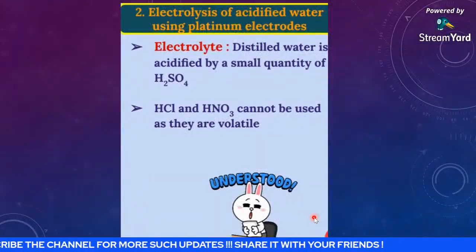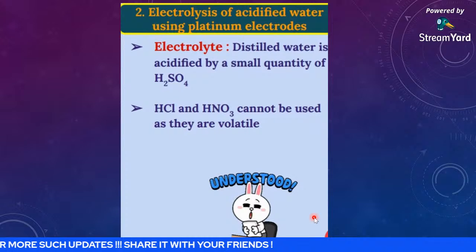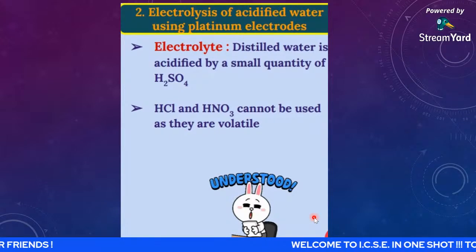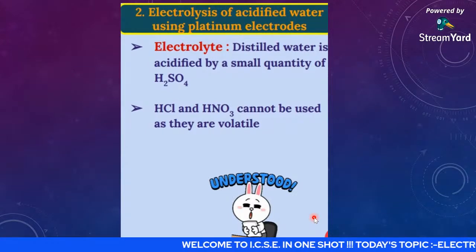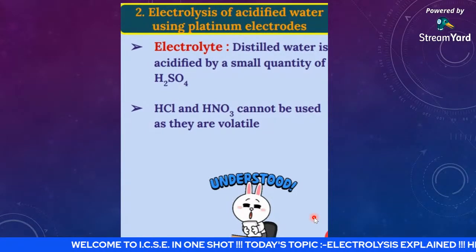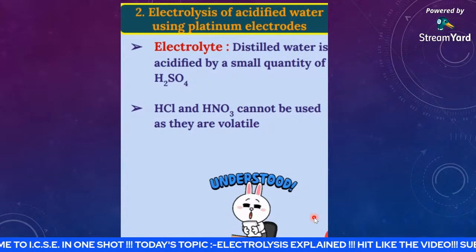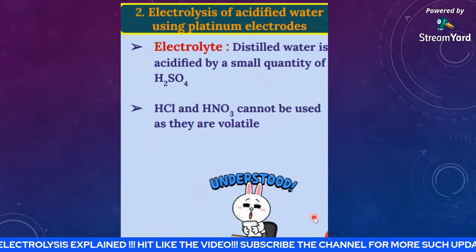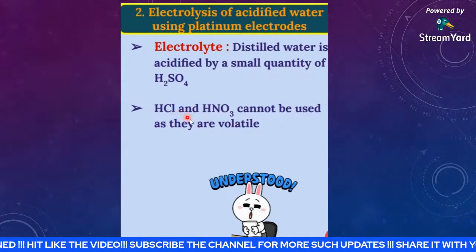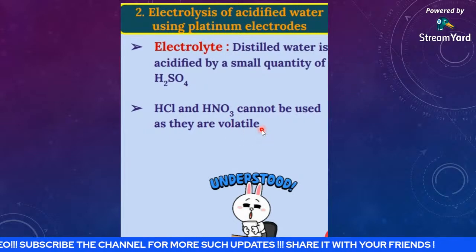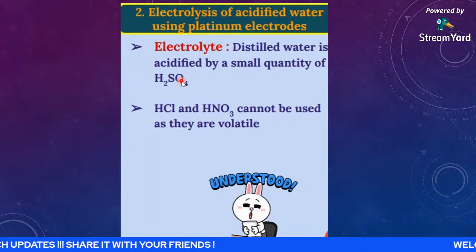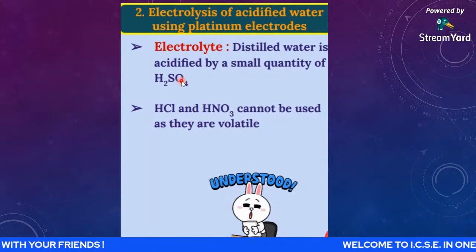Now, electrolysis of acidified water using platinum electrodes. Distilled water is acidified by a small quantity of sulfuric acid. Sulfuric acid enhances the conductivity of the electrolyte, therefore it acts as an efficient catalyst. Thus, we can call this reaction a catalysis reaction. Remember the term. HCl and HNO3 cannot be used since they are volatile. If you are given in the exam, state a non-volatile acid, without thinking anything, you will just close your eyes and write in the sheet H2SO4.